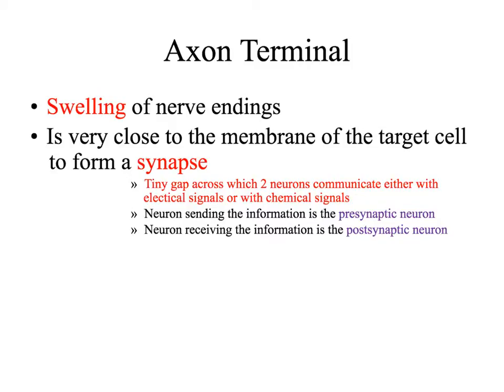And so the tiny gap across which two neurons are communicating, those two neurons are communicating either through electrical signals or with chemical signals. The neuron that's sending the information down the axon to the axon terminal is called the presynaptic neuron, and the neuron that is receiving the information is the postsynaptic neuron.